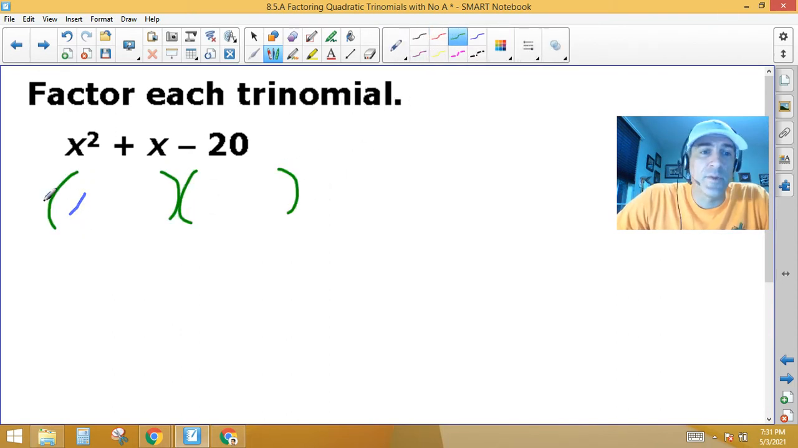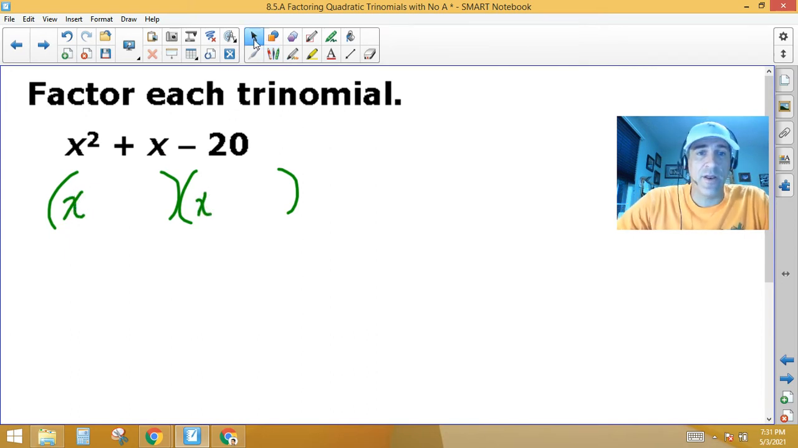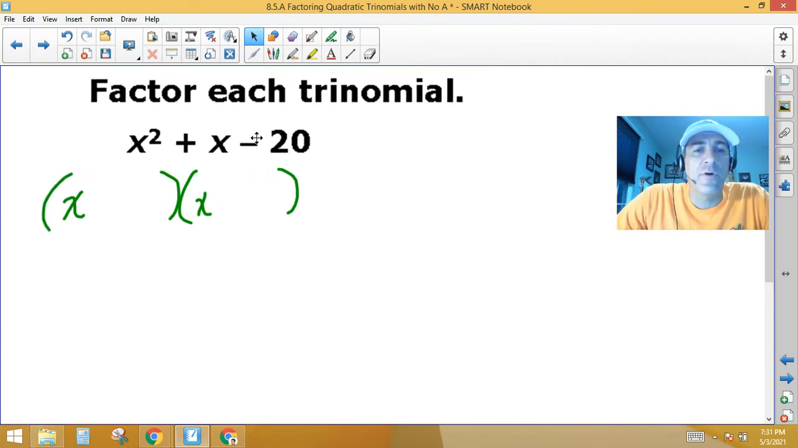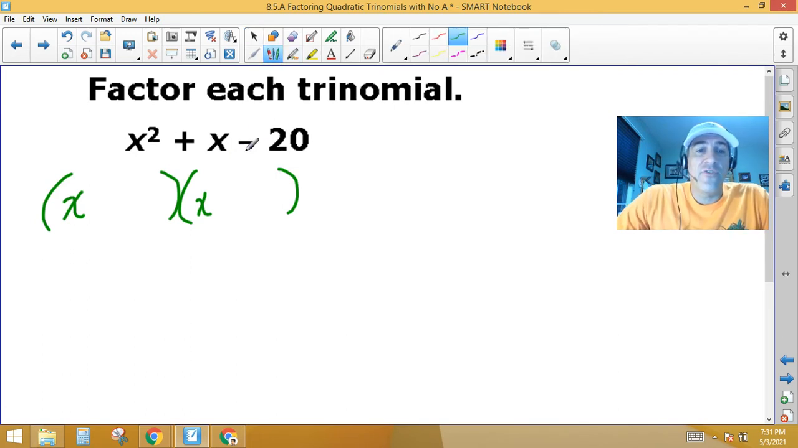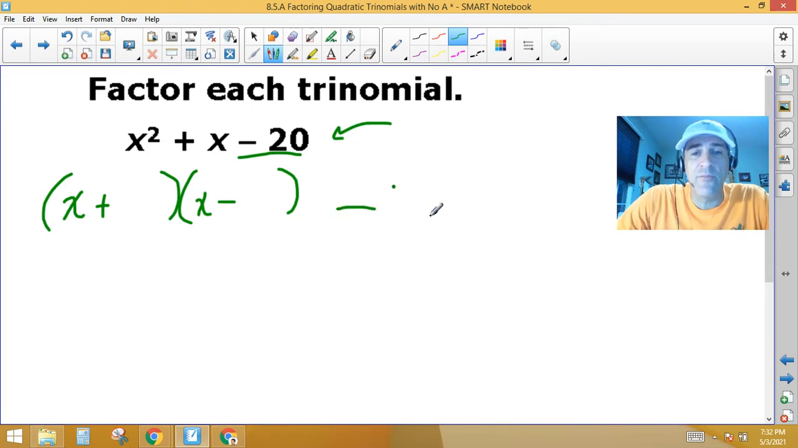I'll write in green. It's going to be x here and x here. That's what my answer is going to look like. Since my C is negative, that tells me one of these will be plus and one of them will be minus. Now I still want 2 numbers that multiply together to give me negative 20, with one of them being positive and one of them being negative.